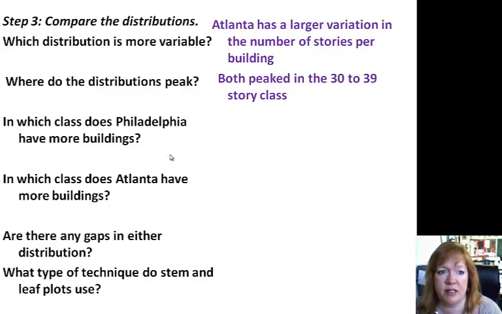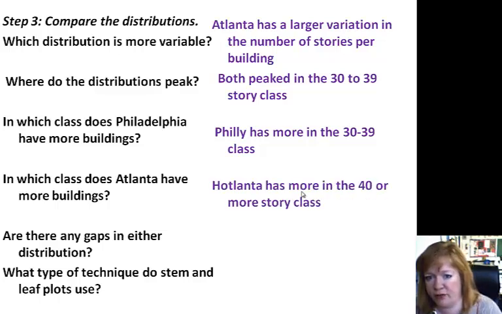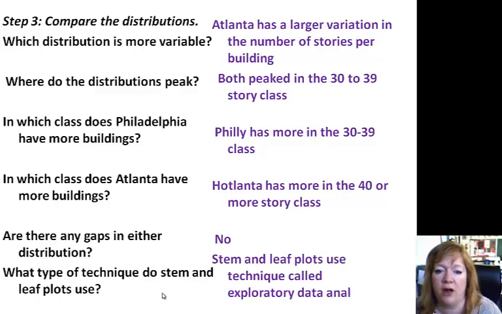Which class does Philadelphia have more buildings? In the 30 to 39 class. Which class does Atlanta have more? It's in the 40 or more story class. Are there any gaps in either distribution? No. And what type of technique do stem and leaf plots use? It's called exploratory data analysis.